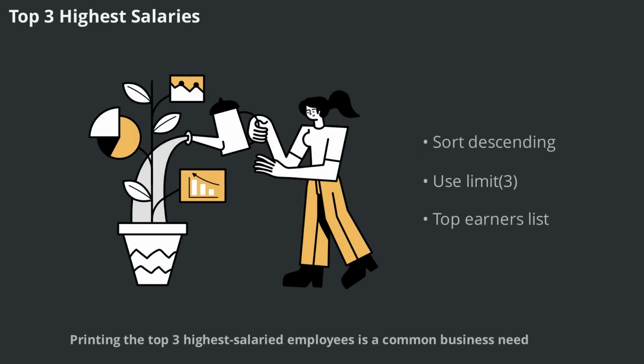Printing the top 3 highest salaried employees is a common business need. After sorting by salary in descending order, you can use the limit method to get the top 3. This is a practical example of combining sorting and limiting in streams.